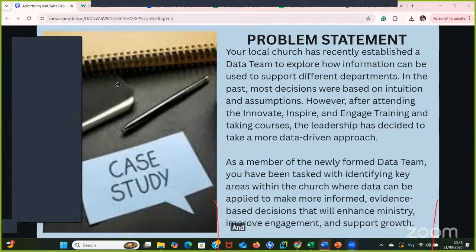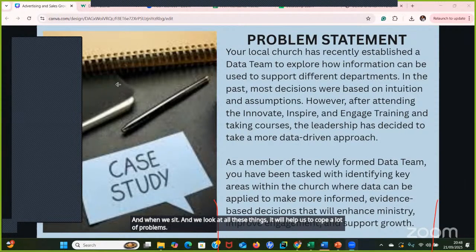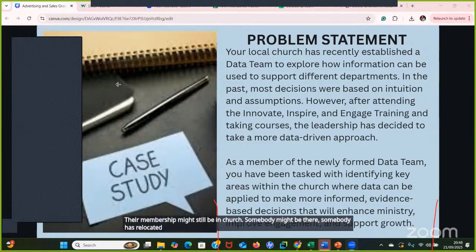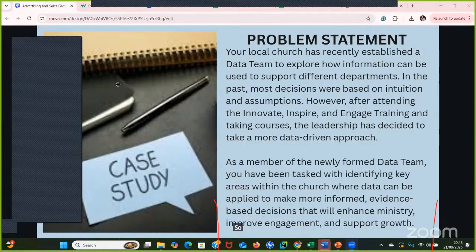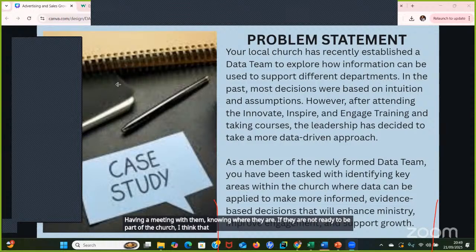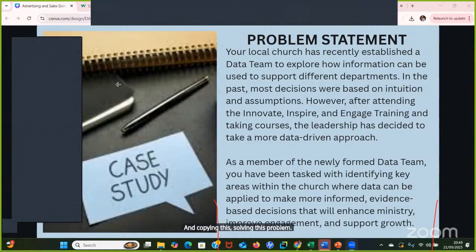And when we sit and look at all these things, it will help us to cope with a lot of problems in our churches, because when members are out, we don't send them out. Some persons might be out of our church for like 10 years, and their membership might still be in the church. Somebody has relocated, is not even paying tithe, but the membership will be there. So in evangelism, we baptize members, we add to the ones that are there, we don't check. So by having a column for dead members, membership retained, or calling a list, having a meeting with them, knowing where they are, and if they are not ready to be part of the church, I think that will help too in solving this problem in our database.